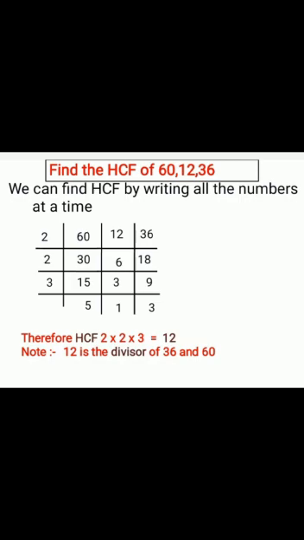Again, you are going to see the smallest prime number that is divisible for 15, 3 and 9, that is 3. So 3 5s are 15, 3 1s are 3, 3 3s are 9. Now 5, 1 and 3. Is there any smallest prime number that is divisible for 5, 1 and 3? No. So you are going to leave it as it is. So the highest common factor of 60, 12 and 36 is 2 into 2 into 3, which is equal to 12. And you can even see that 12 is the divisor of 36 and 60.